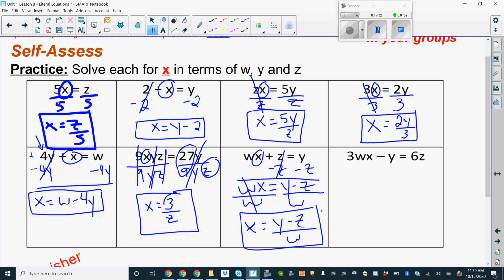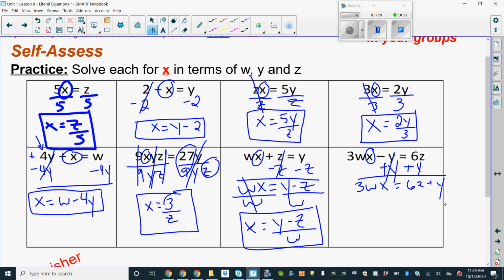Next, we have 3wx minus y equals 6z. So here's our x. We need to move any term that's being added or subtracted, which is the minus y. Move that first by adding y to both sides, and you're left with 3wx equals 6z plus y.